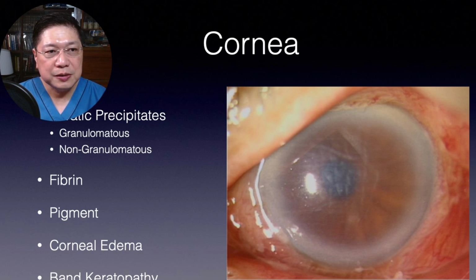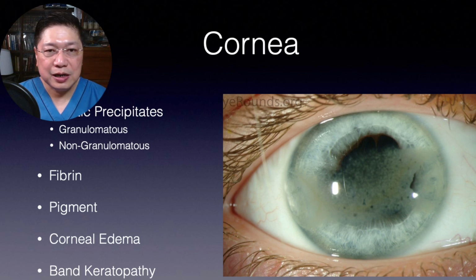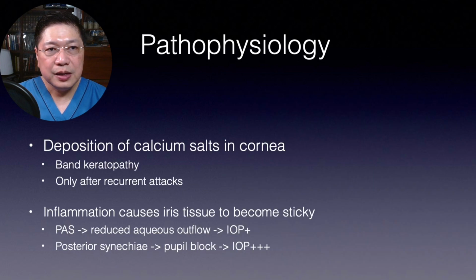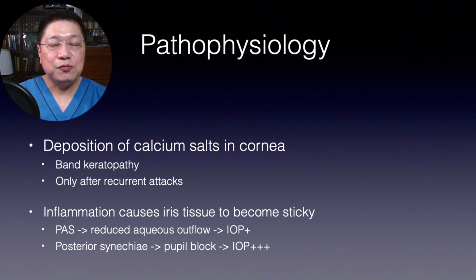inside the eye floating. This is a band keratopathy. You notice that the opacity is just in the interpalpebral area. It's in between the upper eyelid and the lower eyelid. It's just that part. That's called band keratopathy. And band keratopathy is basically a deposition of calcium salts in the cornea, and usually happens only after recurrent attacks. And usually the eye is no longer in a very good visual condition.